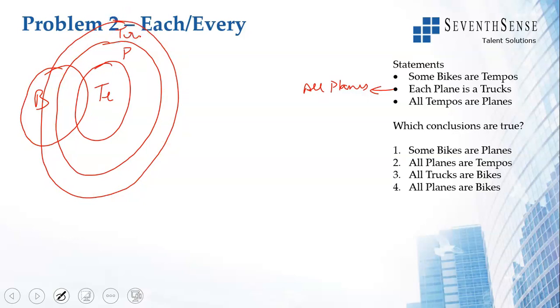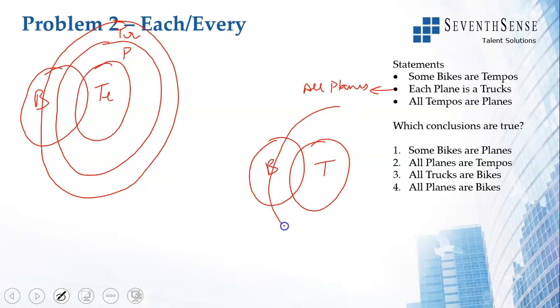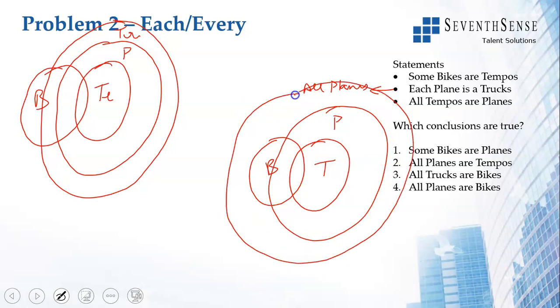The other way of drawing it is some bikes are tempos, all tempos are planes, and all planes are trucks. The other way of drawing it is, you try to draw it in as many ways as you can. The more the number of diagrams you draw, the greater would be your accuracy. Okay, greater would be your speed. Some bikes are tempos.